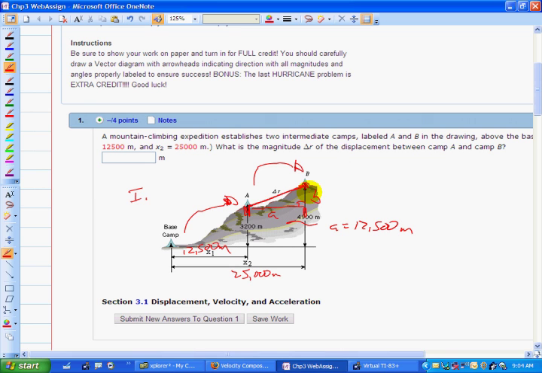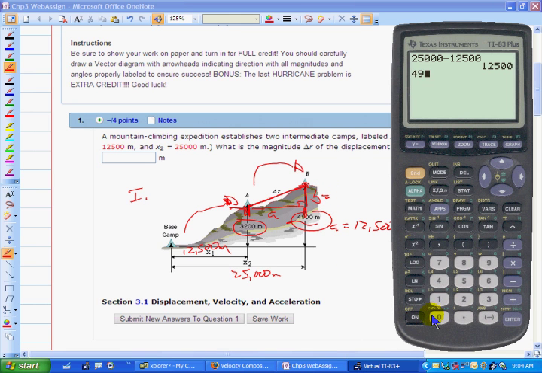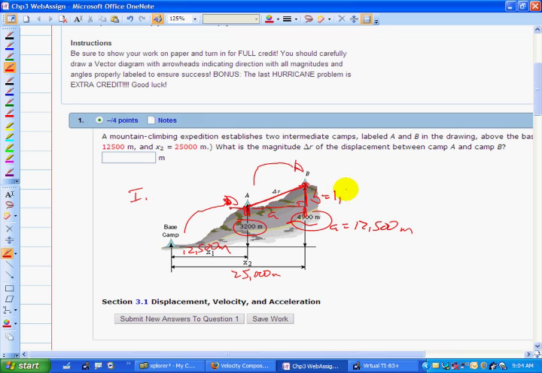Now how do I get this side of the triangle? Well, again, I have to look at my elevation change. This camp, camp A, is at 3,200 meters above the base of the mountain. Point B is 4,900 meters. So if I just take the difference between the two, 4,900 meters, or 4.9 kilometers, minus 3,200 meters, it's 1,700 meters, okay?